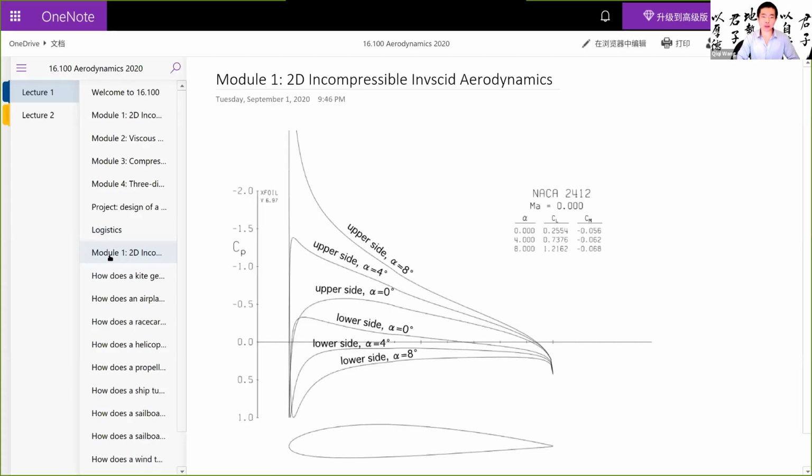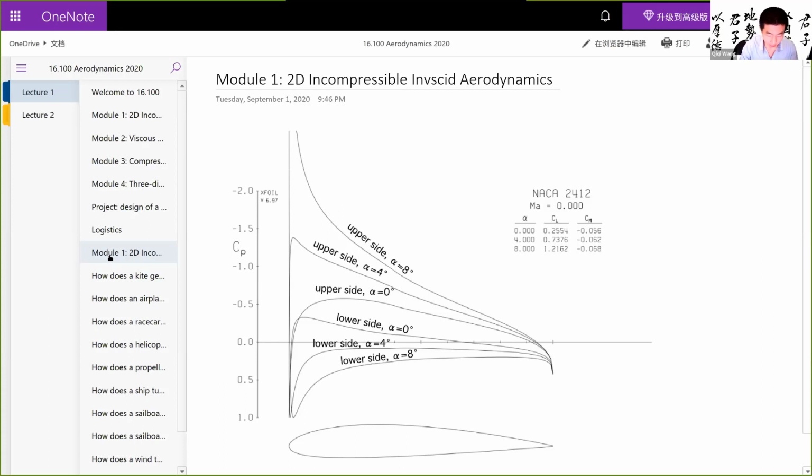So module one is about two-dimensional incompressible inviscid aerodynamics. And the primary goal for this module is to understand the generation of lift on an airfoil, right? So just a really high-level recap is that the lift is generated by the pressure difference between the two sides of an airfoil. And this figure over here essentially shows, at different angles of attack for the same airfoil, what the pressure distribution is on the upper side and the lower side.